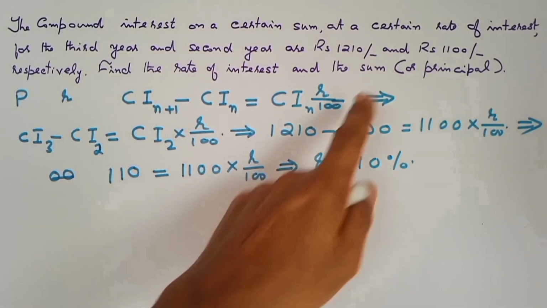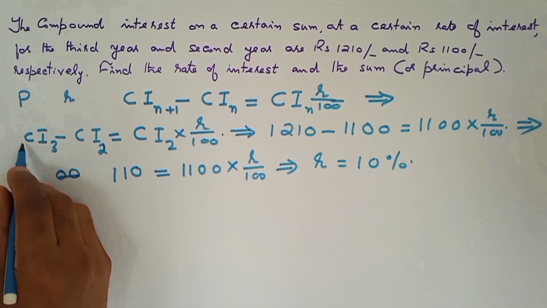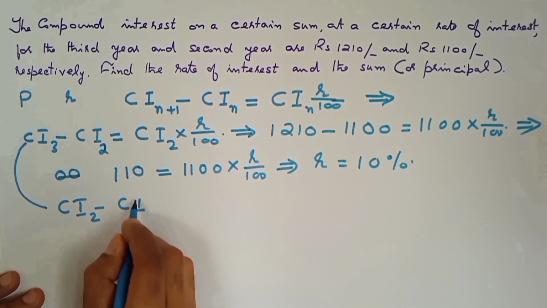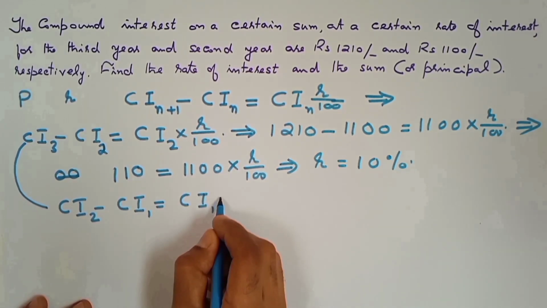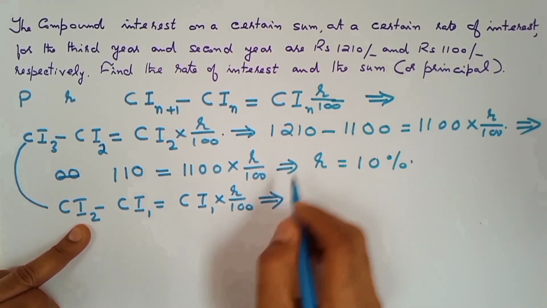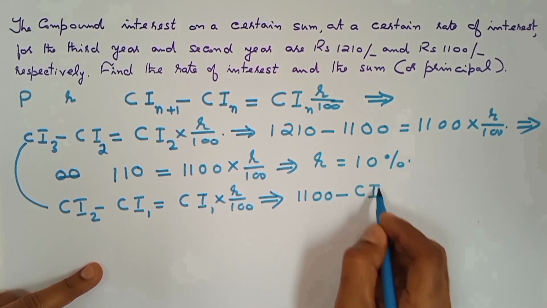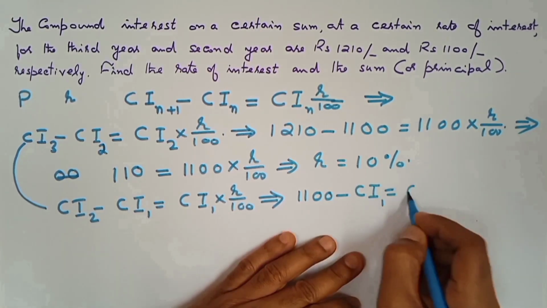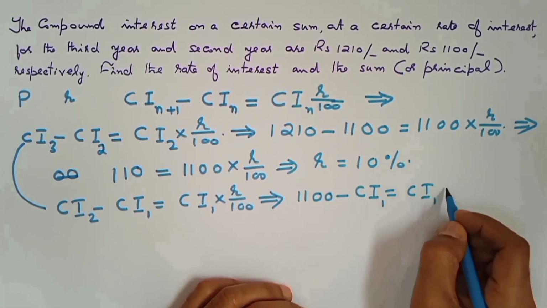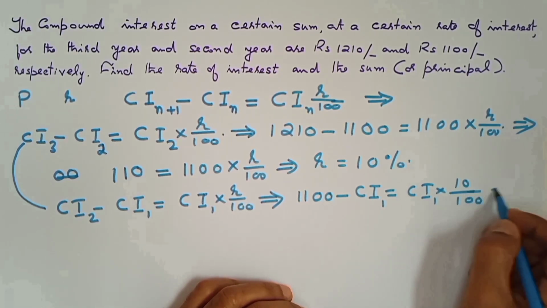And there is one more quantity to be determined, that is the principal or the sum. Now let me extend this logic. CI2 minus CI1 will be CI1 into R by 100. Now CI2 we know, 1100. CI1 we don't have. Write it as it is. R is determined to be 10%. Substitute that here. So you will have this.